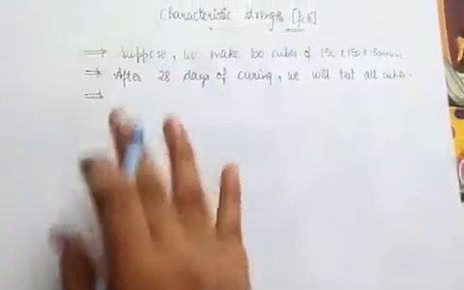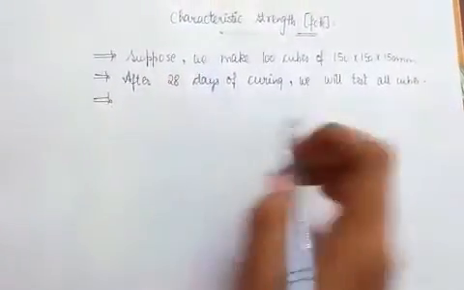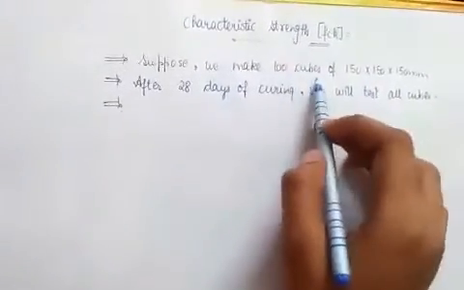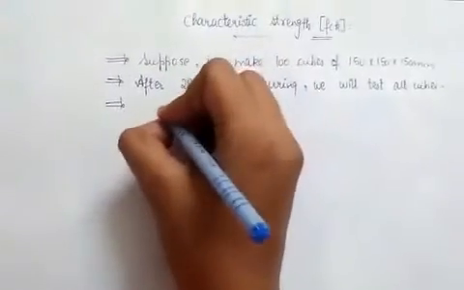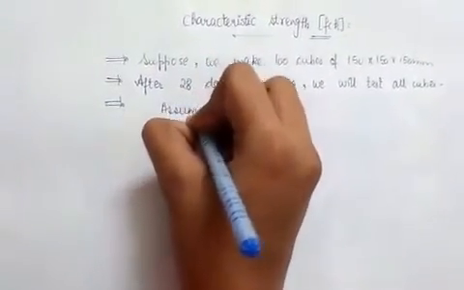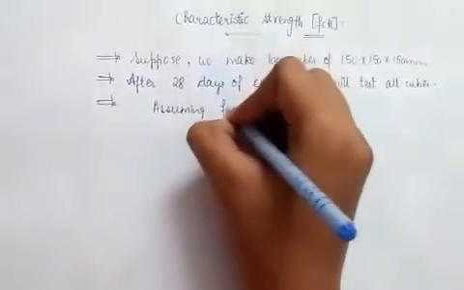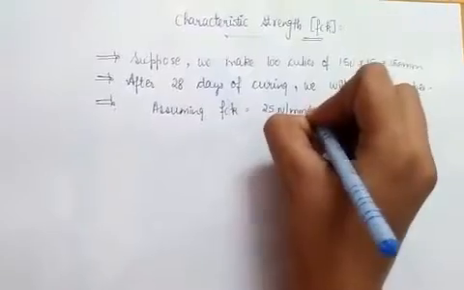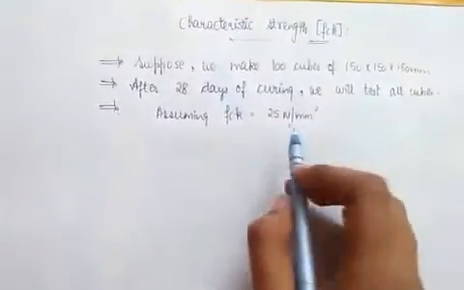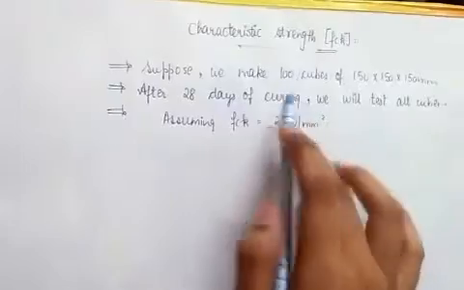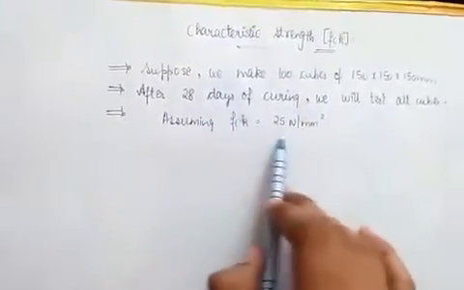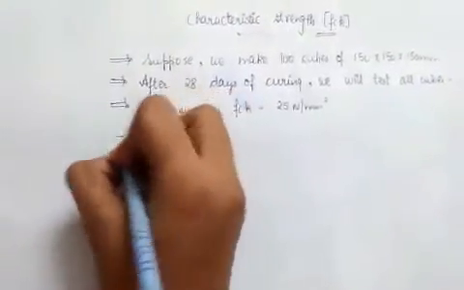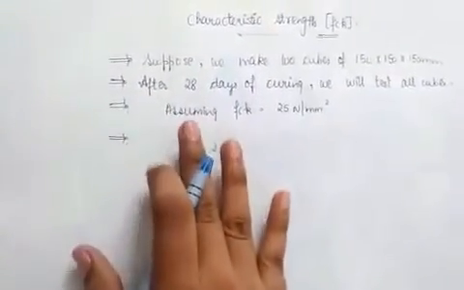Now, let's just assume what will be the compressive strength or the characteristic strength of these 100 cubes after 28 days of curing. So, assuming FCK as 25 Newton per mm square. What I have done is, I have assumed that the characteristic strength of these 100 cubes after 28 days will be 25 Newton per mm square. Now, when we test all these cubes, we get results. These are just the assumed results.